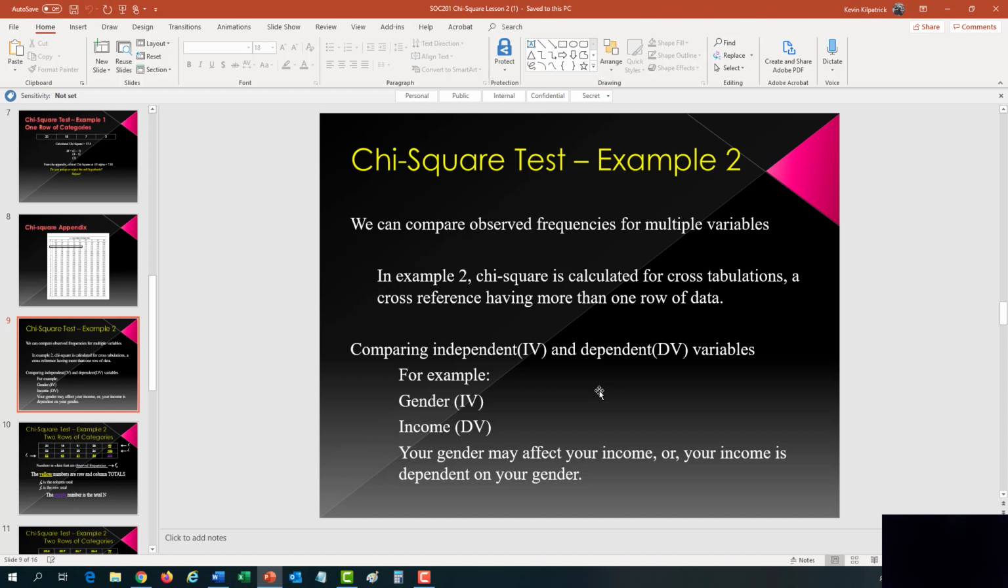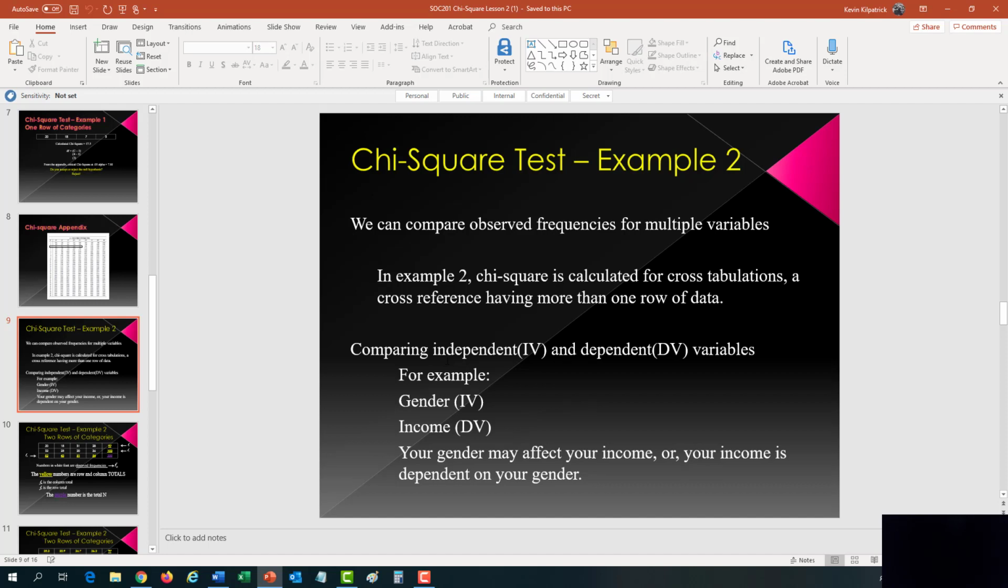Okay, example 2 has more than one category. It's kind of like a crosstab table or cross tabulations, which you're going to see later in the semester when you're using SPSS, the software. More than one row of data. Here's an example: gender and income.